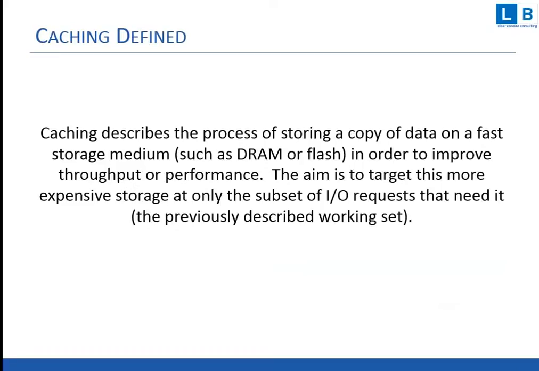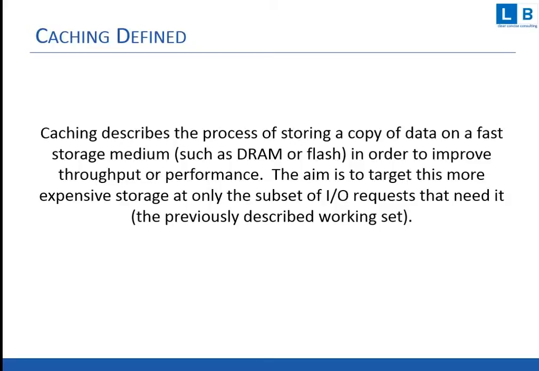So if we flip on to the next slide, please, Max, we'll talk about why this is important and how this helps us with the idea of doing caching. A good definition of caching, and I'll read it out because then we can talk about it after that: caching describes the process of storing a copy of data on a fast storage medium such as DRAM or flash in order to improve throughput or performance. The aim is to target this more expensive storage at only the subset of IO requests that need it.